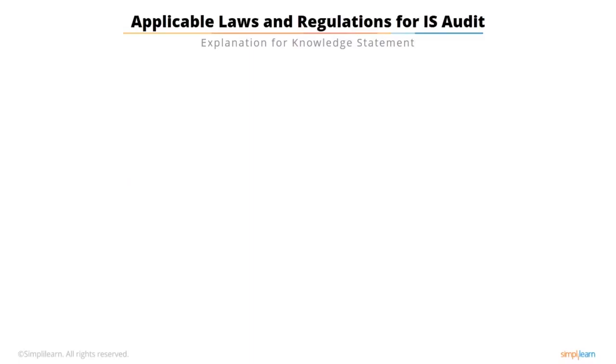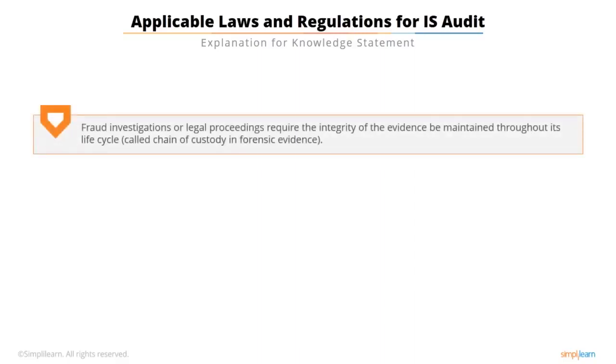Certainly that won't occur in every audit, but if you routinely conduct information systems audits, it seems a guarantee that you will eventually uncover fraud. For this reason, fraud investigations or legal proceedings require the integrity of evidence be maintained throughout its life cycle. This is called chain of custody in forensic evidence. So for this reason, your audit needs to be conducted assuming there might be evidence of fraud or something criminal that will have to be presented in a court proceeding.